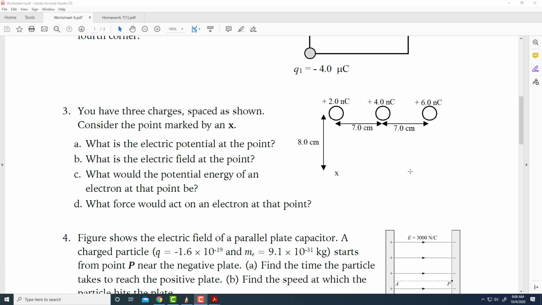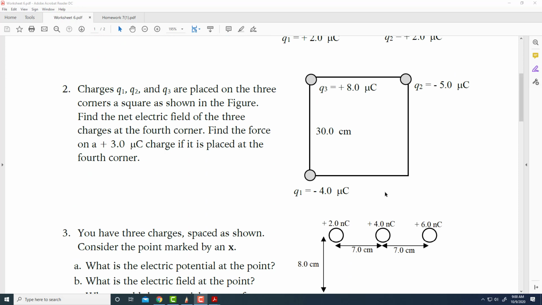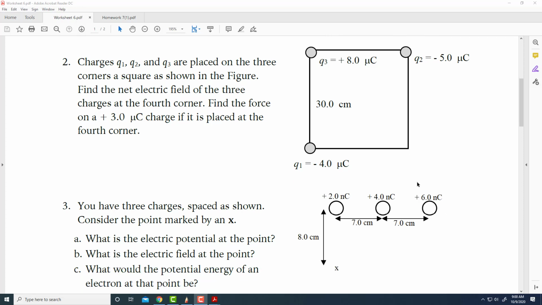Okay, let's get started. So we finished the first part of worksheet 3, and it's asking for electric field on the second part. I think you guys can do that. Electric field is just like we did in this second problem. You find the electric field due to all these three charges at that point, and then add them vectorially.